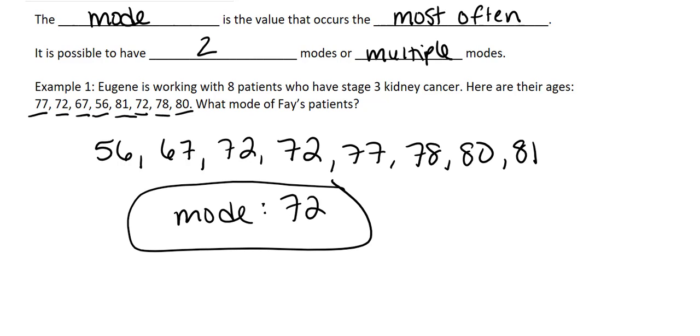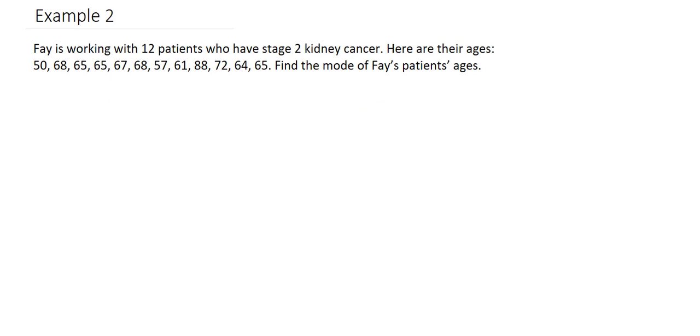Now let's go ahead and look at the next example. Faye is working with 12 patients who have stage 2 kidney cancer. Here are their ages: 50, 68, 65, 65, 67, 68, 57, 61, 88, 72, 64, 65. Find the mode of Faye's patients' ages. So let's go ahead and rewrite this.